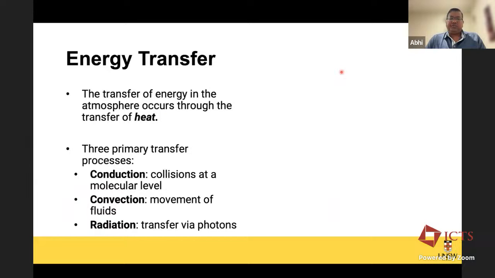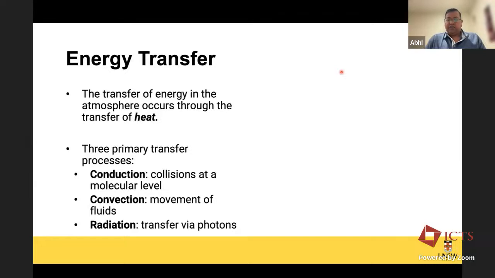Now, in terms of energy transfer, the transfer of energy in the atmosphere occurs through the transfer of heat. And there are three primary transfer processes. Conduction is one of those, which includes collisions at a molecular level. Then we have convection, which is through movement of fluids. In atmospheric sciences, you'll hear a lot about convection. How energy is transferred in the atmosphere through convection is also quite important. But then we have radiation.